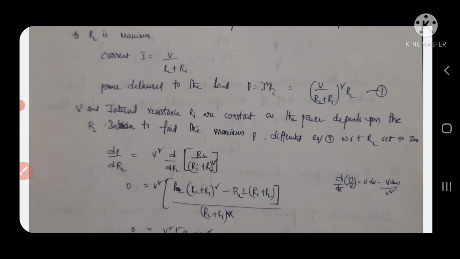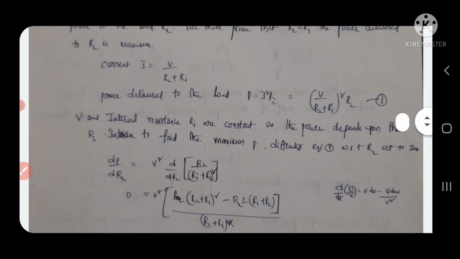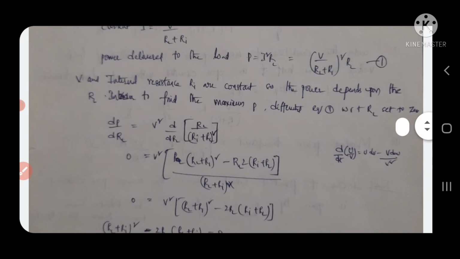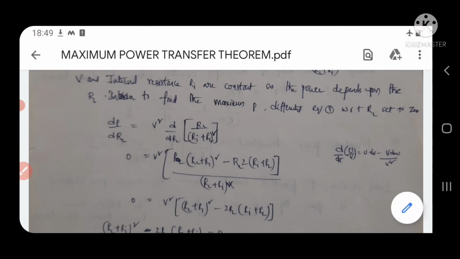First of all, we have to consider the equation P is equal to (V by (RL plus Ri)) whole square into RL. V is a voltage source, it is a constant value. Moreover, Ri is an internal resistance, that is also a constant value. Because these two are constant values, we can say that the power depends only on the load resistance. Based on that, we have to find the maximum power of the circuit.